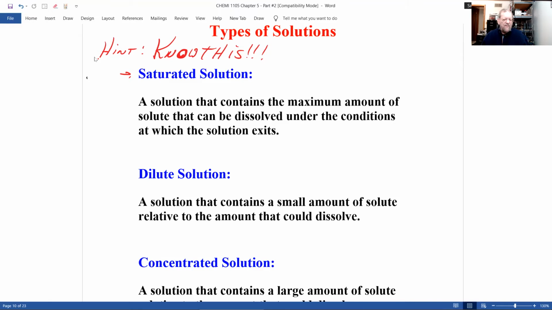And therefore, if you have a saturated solution of, I don't know, potassium chloride, and you put in 1 more gram of potassium chloride, will it dissolve? The answer is no, because you've already reached the limit because you have a saturated solution.